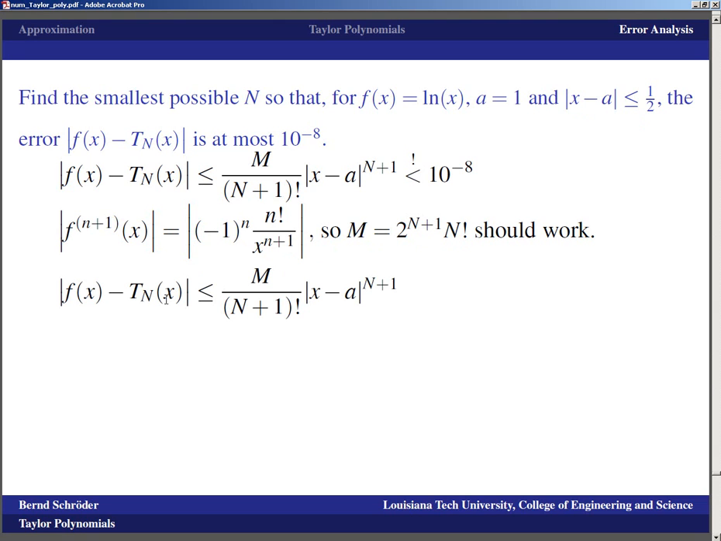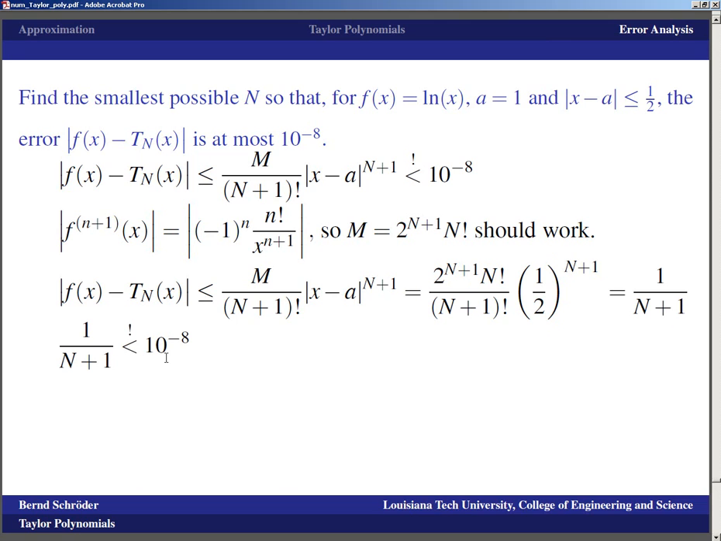Okay, so now we take our error, smaller or equal than the error bound. The error bound is 2 to the n plus 1 times capital N factorial divided by n plus 1 factorial, times 1/2 to the n plus 1. So we are saying that the farthest that we can get away from the center is 1/2, so that's 1/2 to the n plus 1. And now we can see something here. The 2 to the n plus 1 will cancel with the 1/2 to the n plus 1. The n factorial will cancel with the n plus 1 factorial. We end up with 1 over n plus 1.